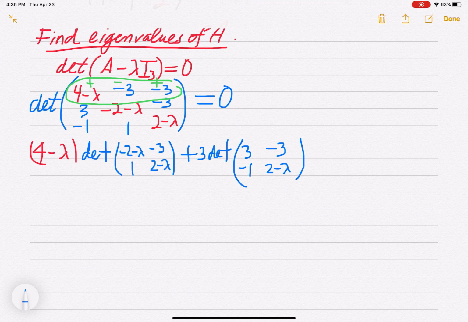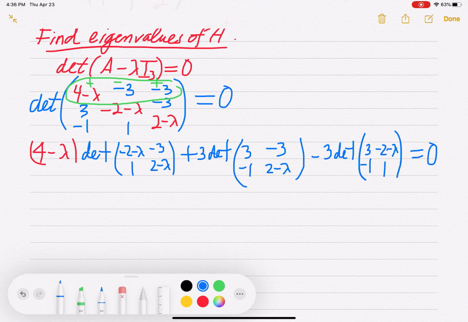And then I'm going to go to minus 3 times the determinant of the submatrix. You cross out the first row and the third column. We're going to have what? 3, negative 1 on the first column, negative 2 minus lambda down the, what column is that? Second column, and then 1 down the second column. And that's all going to be equal to 0.